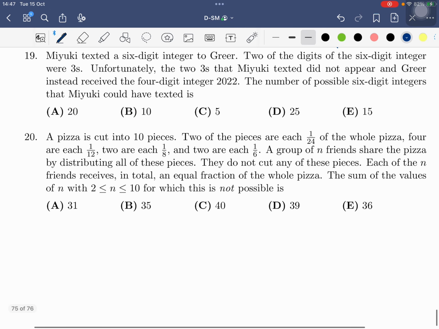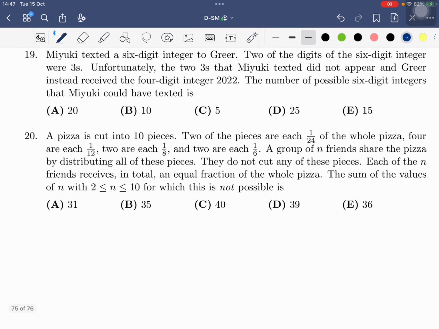Number 19. Miyuki texted a 6-digit integer. So it is a 6-digit. And there are 2 digits that don't show, and it just went as 2022. So what is the number of possible 6-digit integers that Miyuki could have texted?